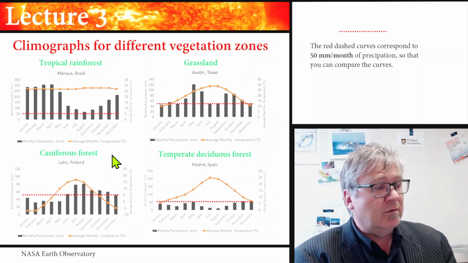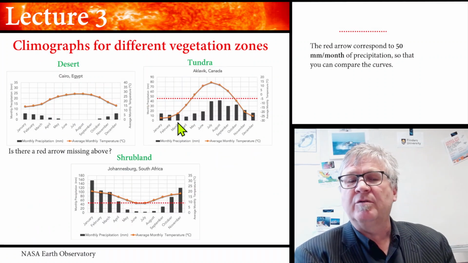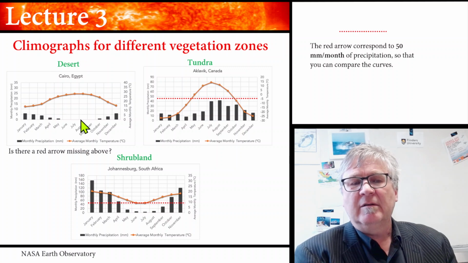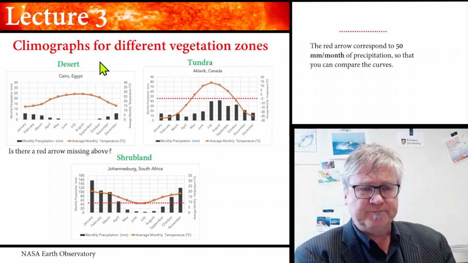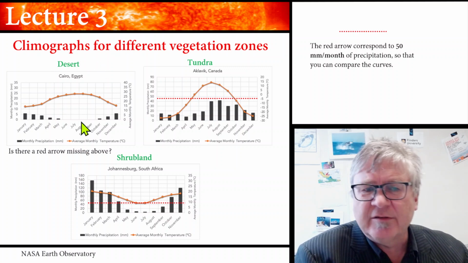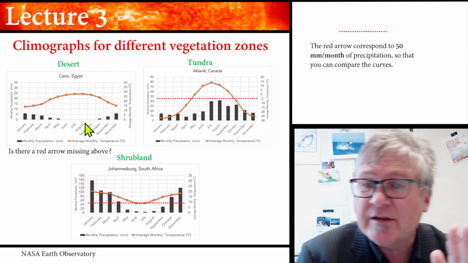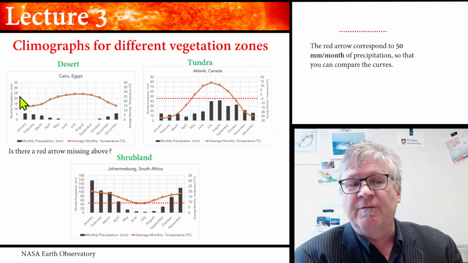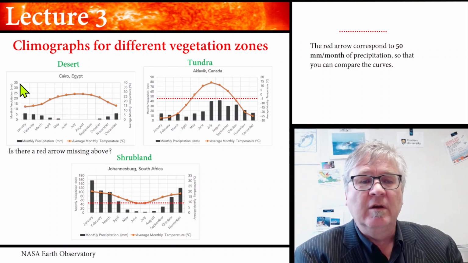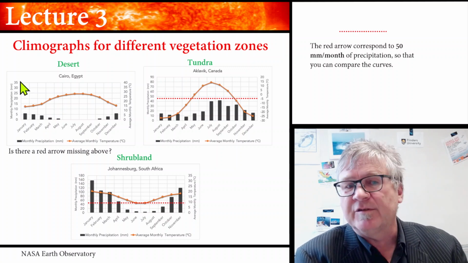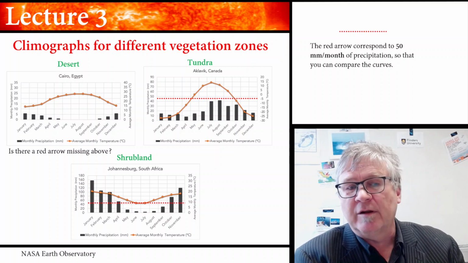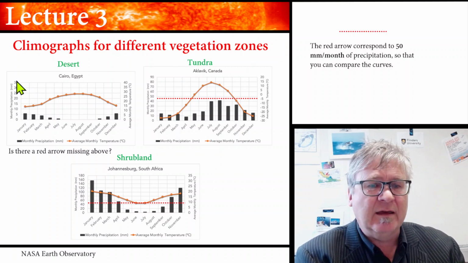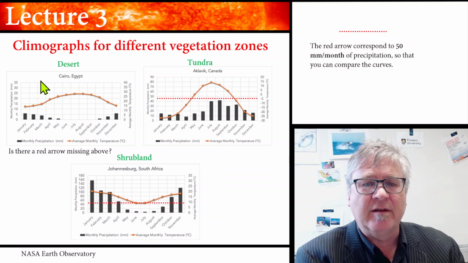Let's continue this survey. Let's go to the desert. That's the most extreme example. And you might be surprised not to see any red dotted curve here. The reason for that is that the vertical range of rainfall only goes to 35 millimeters per month, so I can't plot a 50 millimeter reference line.